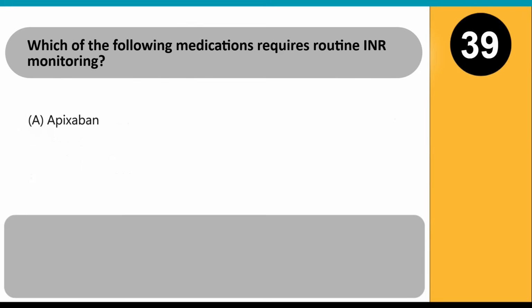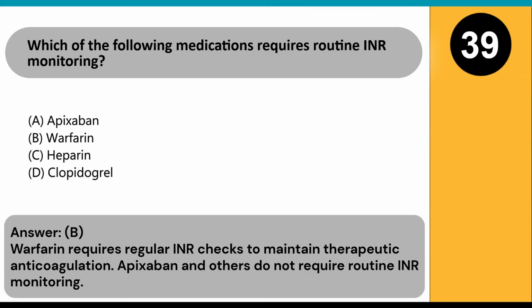Which of the following medications requires routine INR monitoring? A. Apixaban. B. Warfarin. C. Heparin. D. Clopidogrel. Answer B. Warfarin requires regular INR checks to maintain therapeutic anticoagulation. Apixaban and others do not require routine INR monitoring.